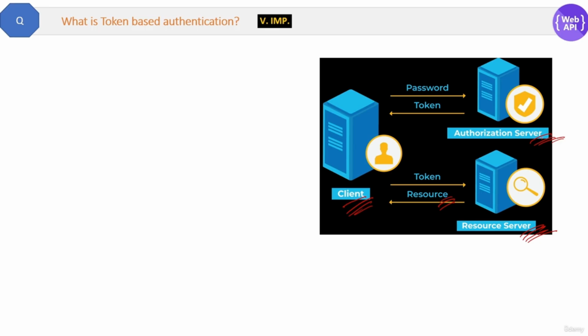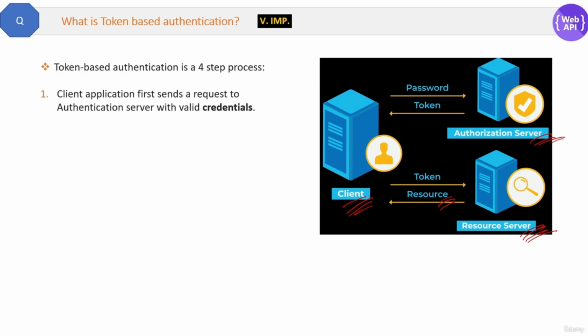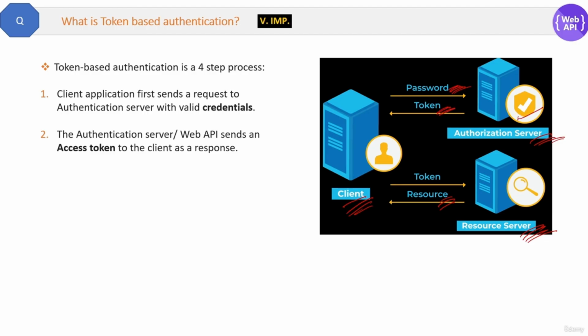Now, token based authentication is a 4-step process. First, the client application sends a request to the authentication server with valid credentials like username and password. Then the authentication server, or Web API, sends an access token to the client as a response, only if the username and password are valid. Then this token contains enough data to identify a particular user, and it has an expiry time.